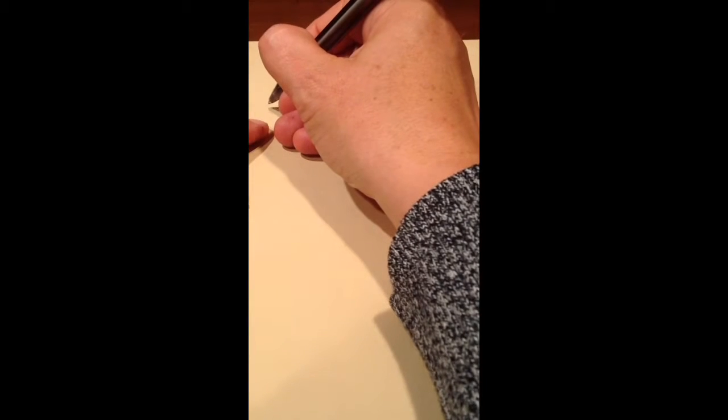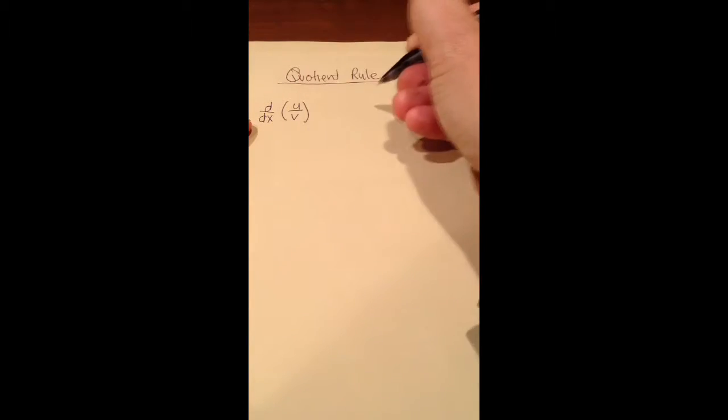Okay, we're going to be looking at the quotient rule here. The quotient rule definitely requires some memorization, and we will prove it today. So you're going to be looking at a function where you're taking the first function and dividing it by another function.